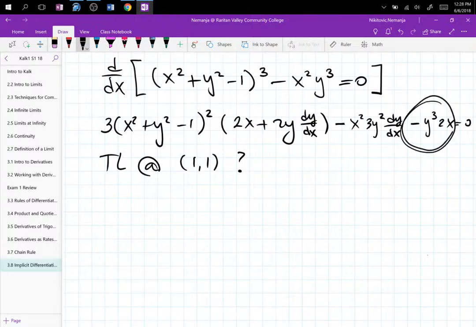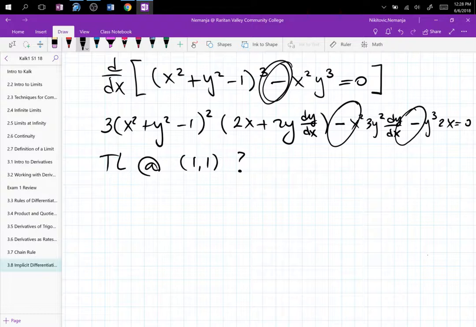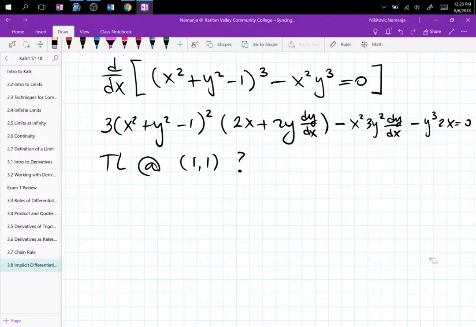There's a minus in front. So that's why there are these two minuses. Otherwise, both would be plus. Because it's a product rule, right? Product rule is first plus the second, but now because it's a minus, it's minus and a minus.